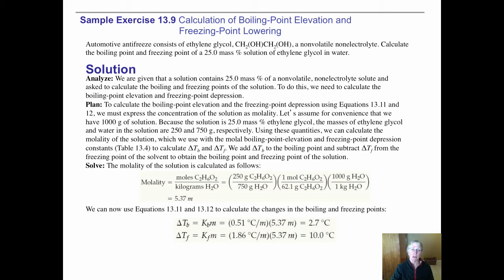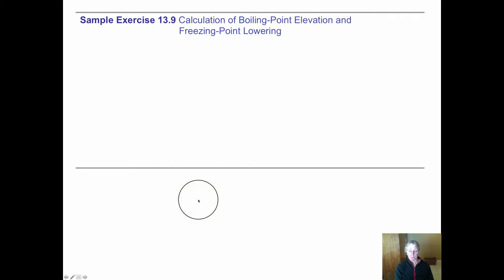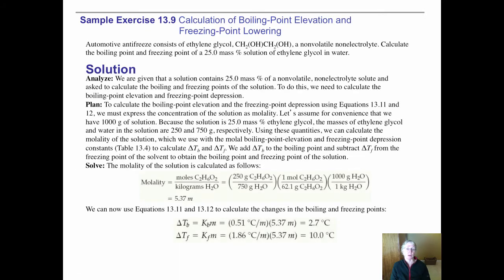And in this lovely, elegant equation they have here, they put all the conversion factors in, but I, for my brain, would have first taken 250 grams divided by the molar mass to get moles, and then divided by 750 grams of water turned into kilograms, 0.75. Here is the molality.